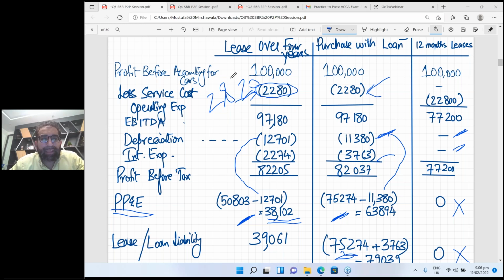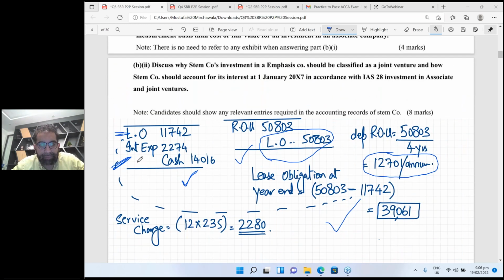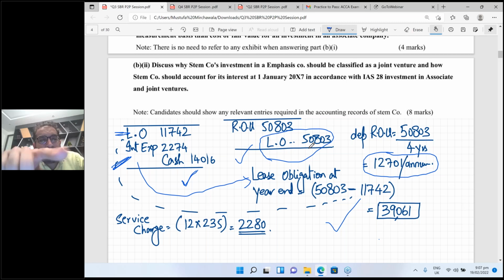Okay, right? I just want to show you one thing last, in the end. Can you see this connection? See the original liability. Take out your calculator. 50803, and I have directly subtracted 11742 from 50803, because I made the entry for you, so that you get this number.